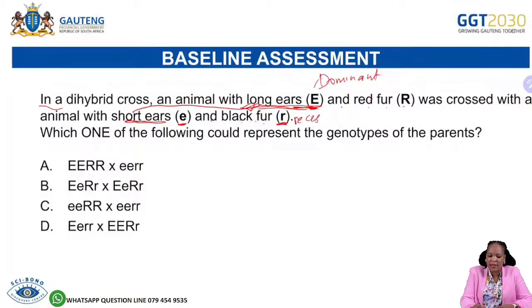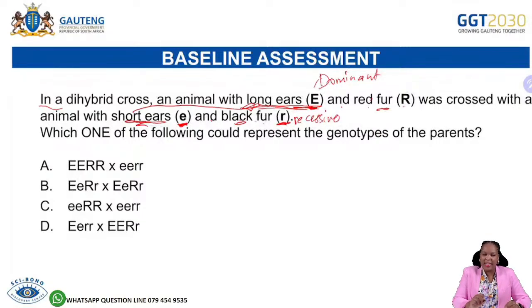Recessive alleles. So now we know if you have long ears, it means you have the dominant allele for long ears. If you have red fur, you have the dominant allele for fur color. If you have black fur, you have the recessive allele for black color, and if you have short ears, you have the recessive allele for short ears.